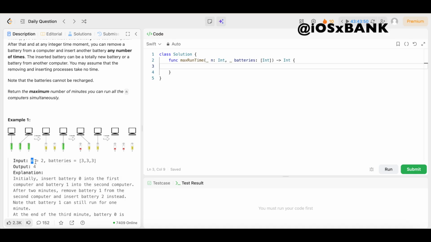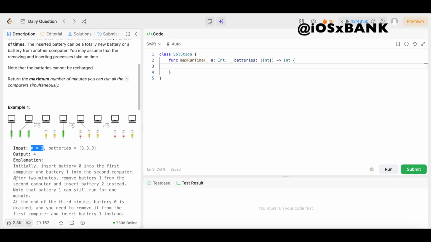In example one, we have our input N equals 2, batteries equals an array of integers 3, 3, 3. So each battery can run a total of 3 minutes, and we have two computers. The output is 4. The explanation says, initially we insert battery 0 into the first computer and battery 1 into the second computer. This is battery 0, this is battery 1. Because there are only two computers, we'll leave this full battery to the side until we need it later.